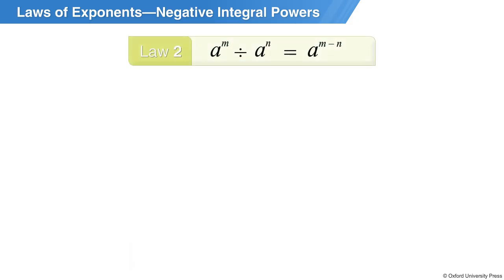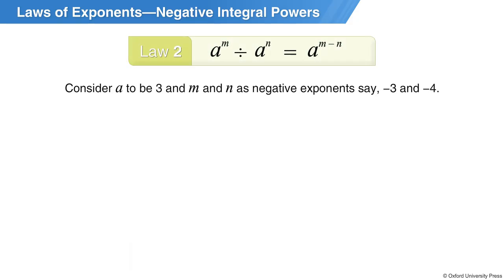Let us verify the second law. Consider a to be 3 and m and n as negative exponents, say minus 3 and minus 4. Substituting these values in the left-hand side.